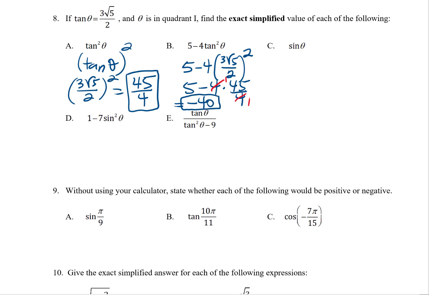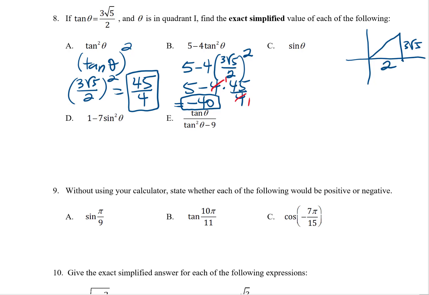How do I switch to a new trig function here in letter C? Probably a picture would be the fastest way to do that. I know I'm in the first quadrant. I can draw my triangle. I know my opposite and my adjacent. Tangent is opposite over adjacent.